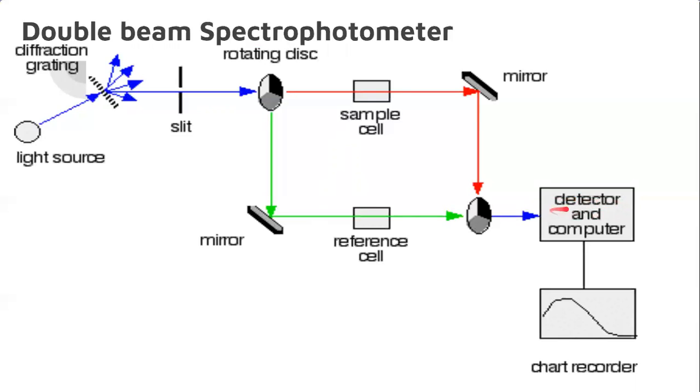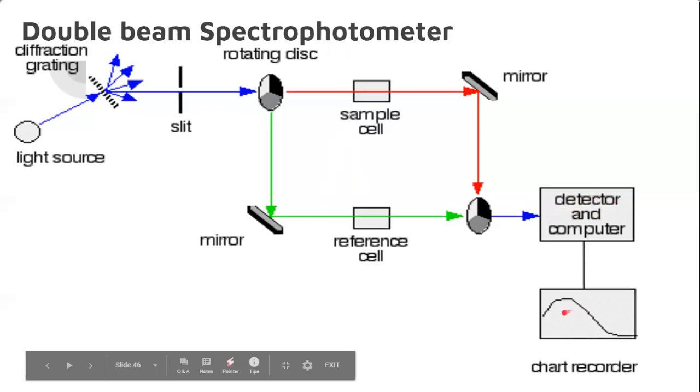In a digital spectrophotometer, all parts are assembled in only one compartment, which is known as the detector. The detector is further connected to the hardware, that is the computer, and this computer converts those signals into peaks.